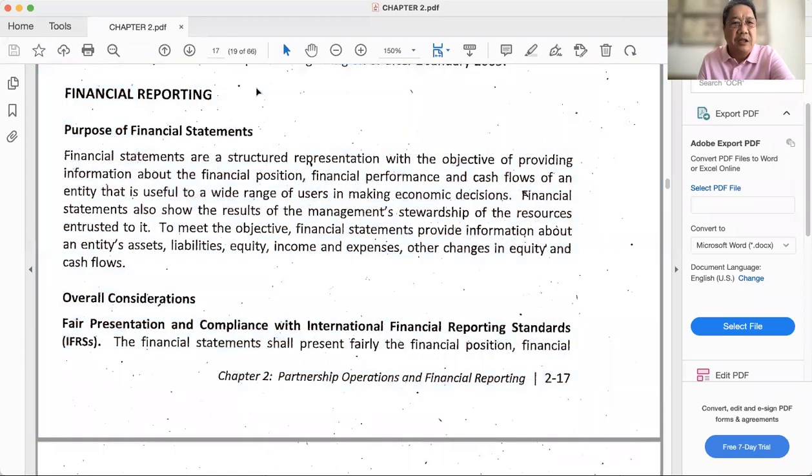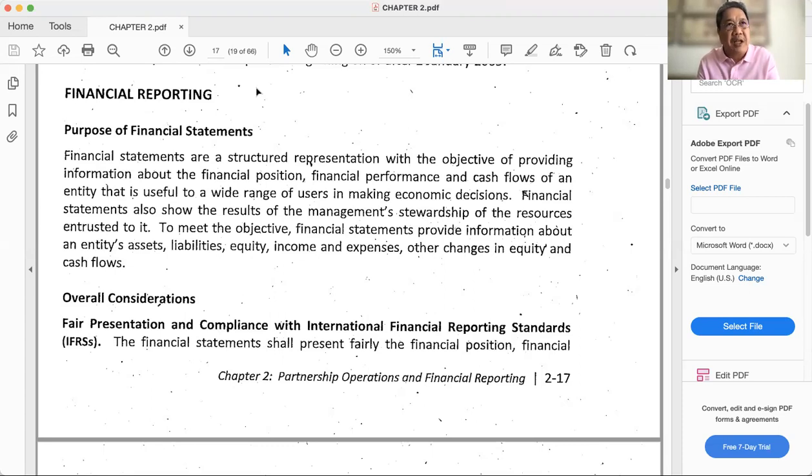what are financial statements? Yun nga ang apat na yon. And ano naman ang purpose ng financial statements? These are structured representation with the objective of providing information in financial position, yun nga yung balance sheet, financial performance, yun yung income statement, financial position, kasama dyan ang statement of changes in owner's equity, and cash flow of an entity that is useful to a wide range of users in making economic decisions.